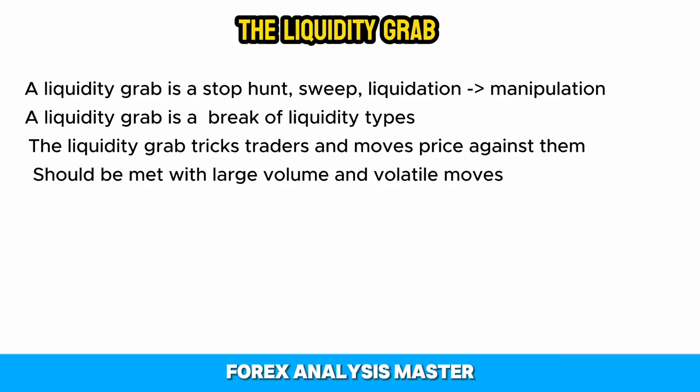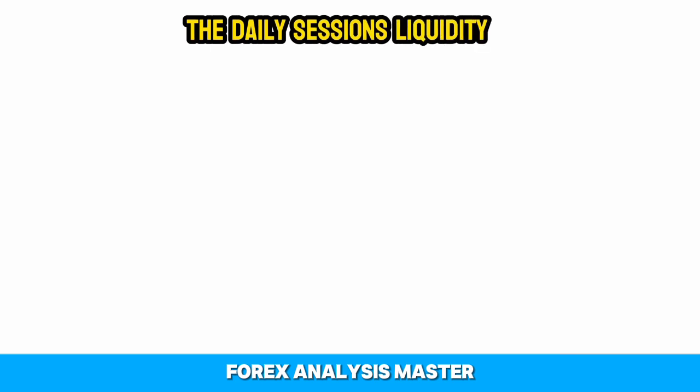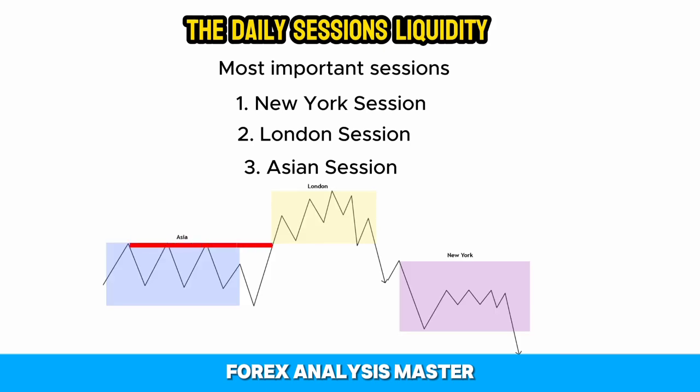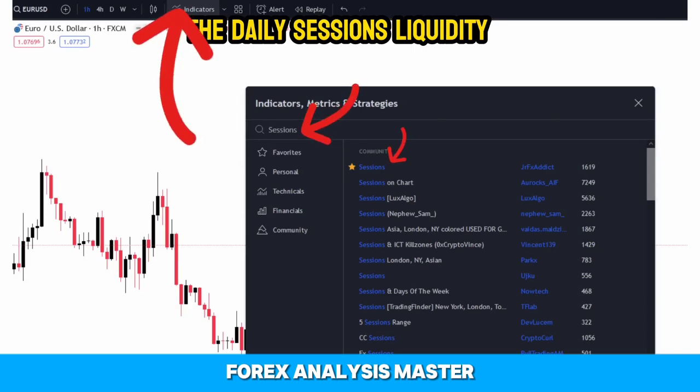And the last liquidity type is the daily session liquidity. The most important trading sessions are the New York session open, which has the largest volume on USD pairs. Then the London session and the Asian session. You will likely see how, for example, the London session takes the Asia session high, and then the New York session takes the London session low, and all sorts of similar manipulation tactics. If you want to know when the sessions start, you can type in TradingView's indicator tab the indicator called Sessions, and it will display each session based on your time zone.